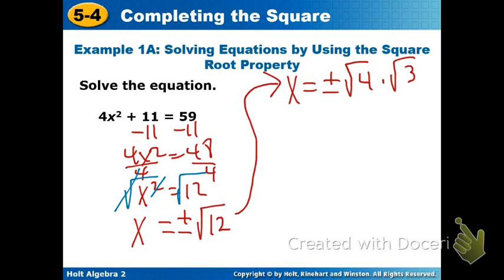So I know the square root of 4 is what? 2. So I do plus or minus 2, and I can't do anything with my square root of 3, so he stays in. So there's my answer. Remember, you have two answers. You have the positive 2 square root of 3, and you have the negative 2 square root of 3.